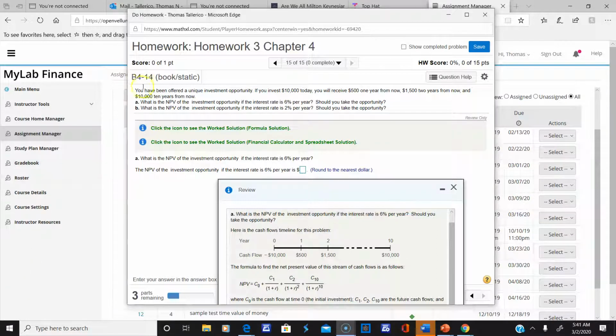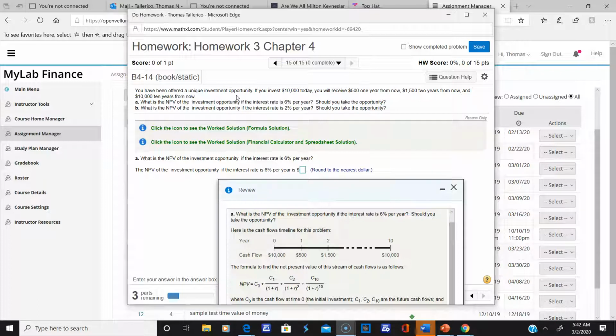With regards to chapter 4, problem 15, which I got some questions on. Basically, it's problem 14 here, right? You've got to be careful with these numbering systems. This is homework 3, chapter 4, problem 14, but it's the 15th problem. So when you email me, please specifically say which homework, which chapter, which problem. Okay, thank you.